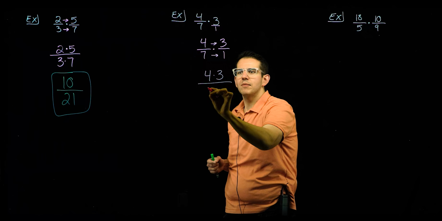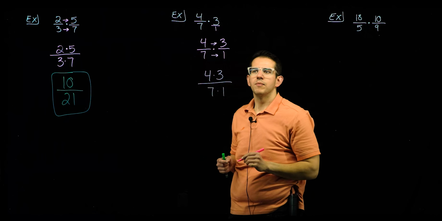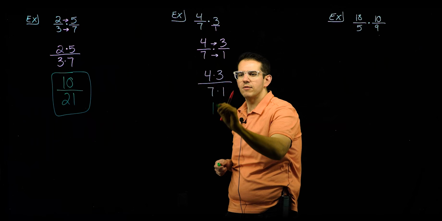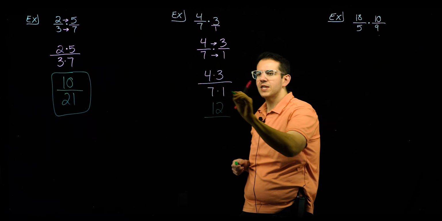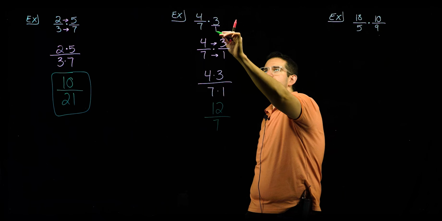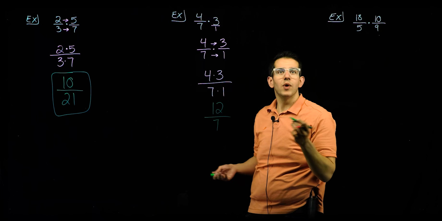over 7 times 1 in the bottom, which gives us 4 times 3 is 12. Over 7 times 1 is 7. So 4/7 times 3 becomes 12/7.